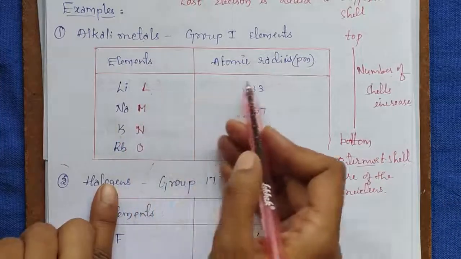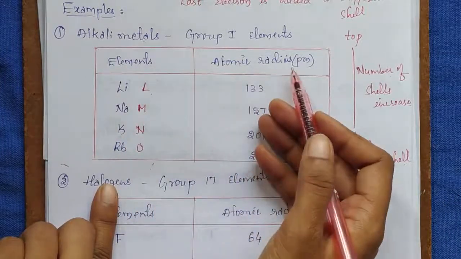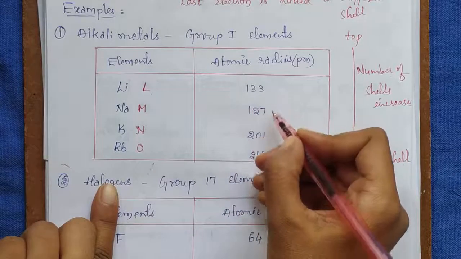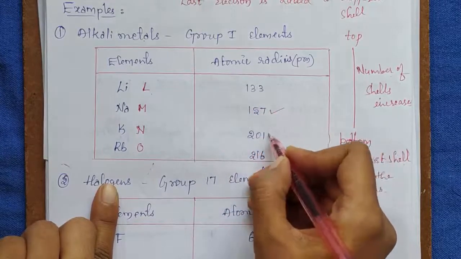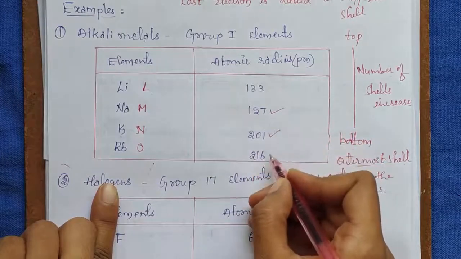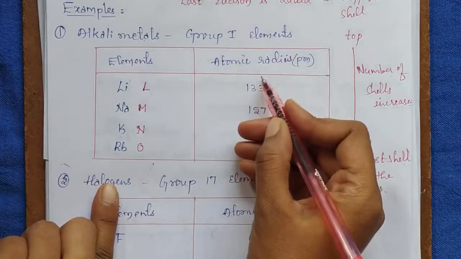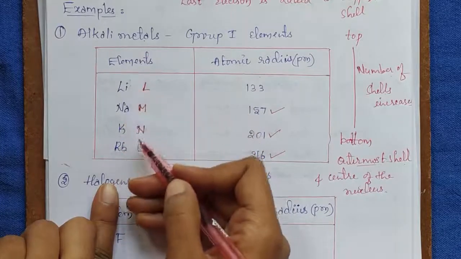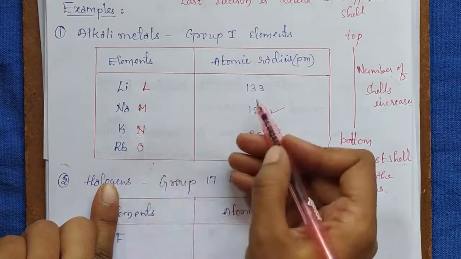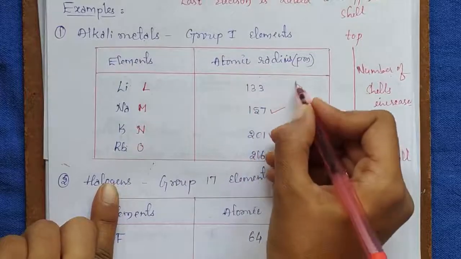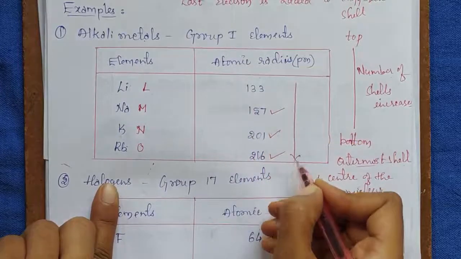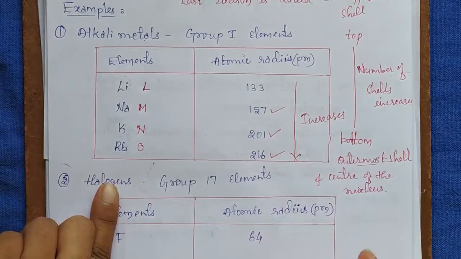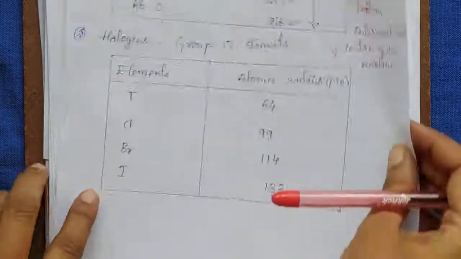Here you can see I have listed the atomic radius values. This is 133 picometer, this is 157, this is 201, 216, from top to bottom, from lithium to rubidium. These are group 1 elements. As we move from top to bottom, atomic radii increases. We'll see one more example.